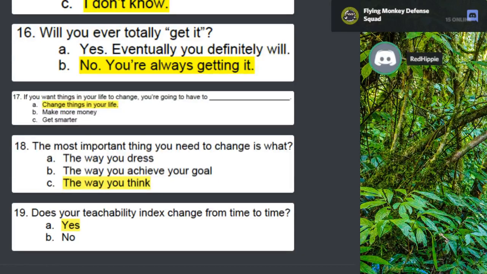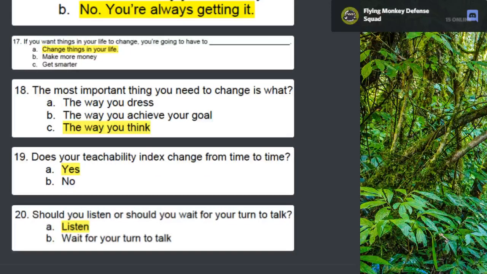Should you listen or should you wait for your turn to talk? Meaning you're not really listening. Listen. Correct. If you're not growing, you're what? Dying. Correct.